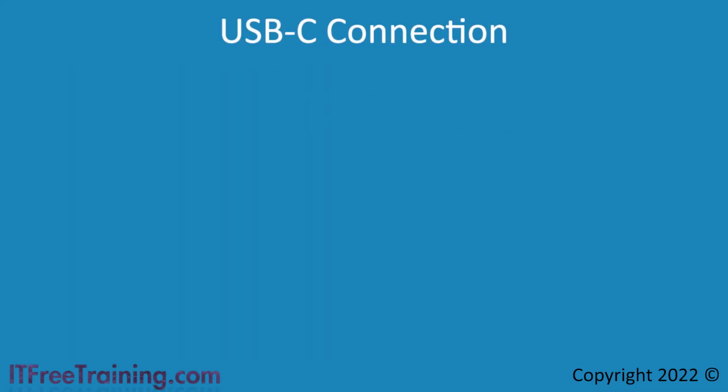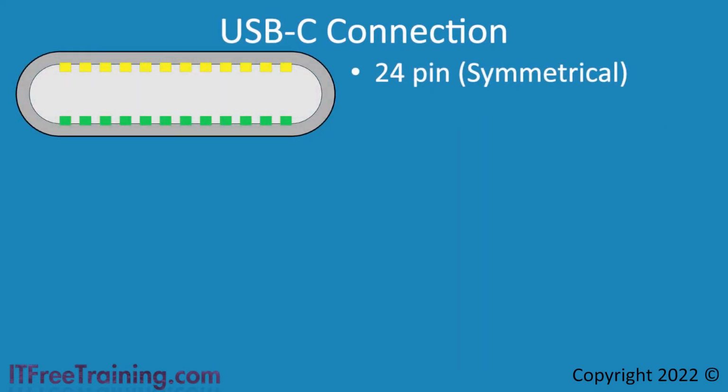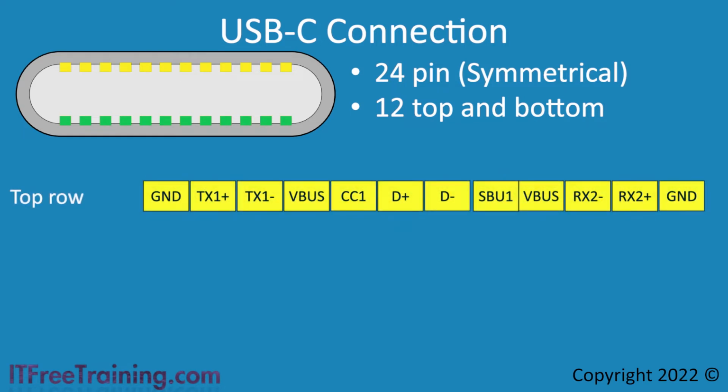The USB-C connection is a 24-pin symmetrical connection, with 12 pins at the top and 12 at the bottom. Since the connection is symmetrical and not keyed like other connections, it can be put in either way. To understand how this works, consider the top row of the connection. Don't worry about what each pin means for the moment. I will go through that shortly.